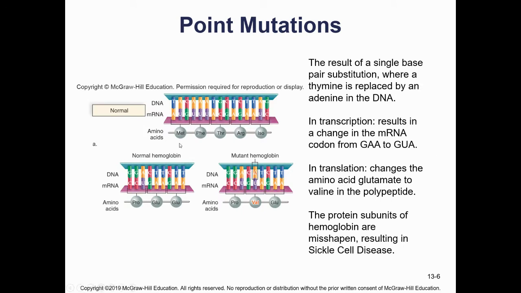So here's a point mutation. Here is my normal DNA with my complementary base pairing. This is my template strand on top, and this is the complementary base pairing during transcription to create this messenger RNA. T's code for an A, A's for U, C's for G's, and so on. And this is my correct chain of amino acids.